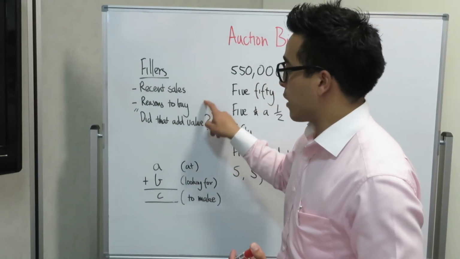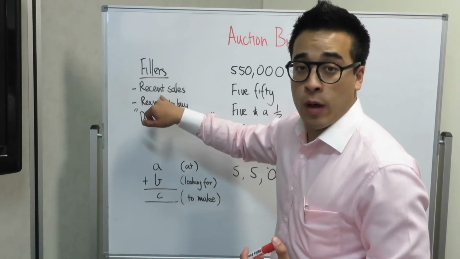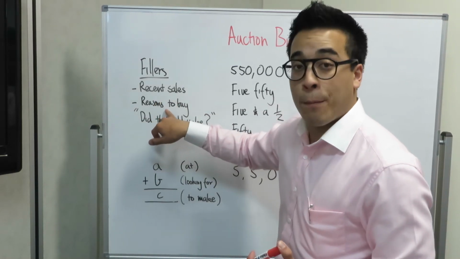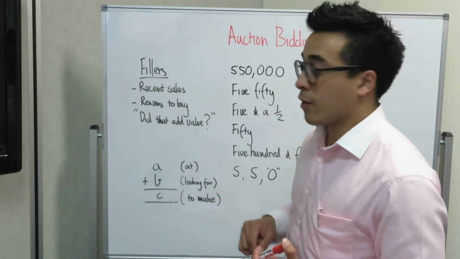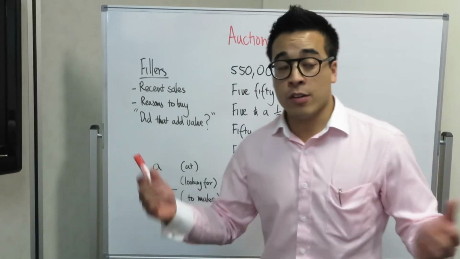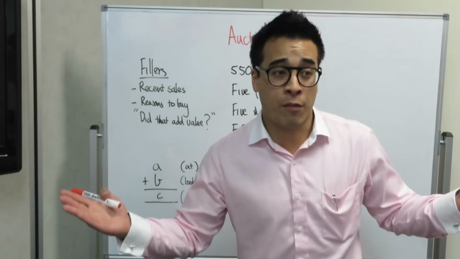So two ways to look at fillers are, one, recent sales. You can always use a recent sale as a filler. And another filler is reasons to buy. I'll explain this a little bit more. So I'll pop in the recent sale at $550,000, at 5.5 to play. At $550,000, only bid in at $50,000. I would have thought 25 on top to make it 5 3/4.